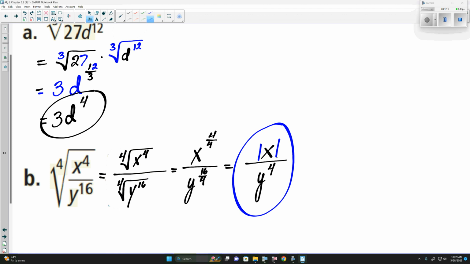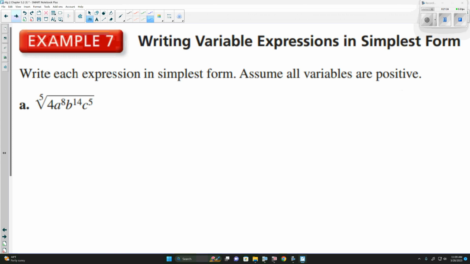Any questions on any of this here? Any questions on anything we've done so far? Let's look at this one here next.